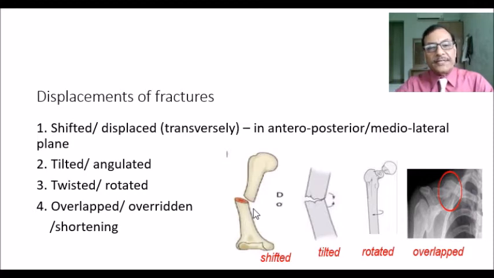So we can see here it is shifted away from the proximal fragment. Also here it is angulated, and here is another example of angulation. Rotation, we will come to that, how to see the rotation. Usually we will see rotation in the fracture neck of the femur. And in the fracture clavicle, you can see one fragment overlapping over the other one, which is a typical case of overlapping of the fracture, or shortening.